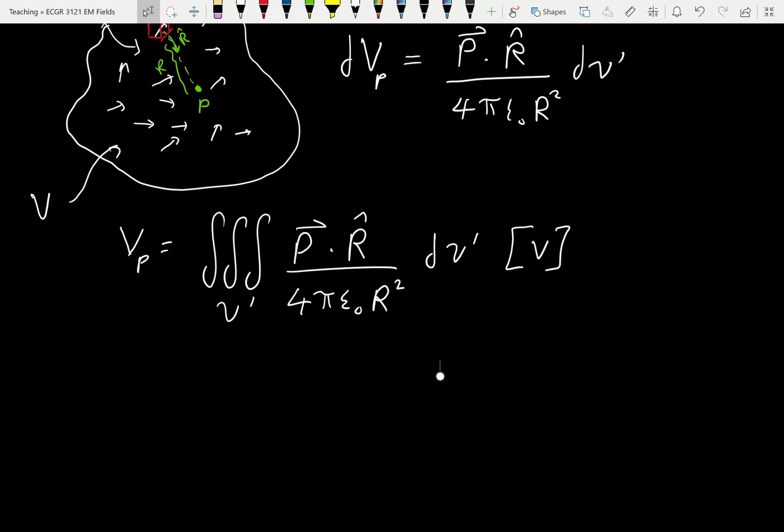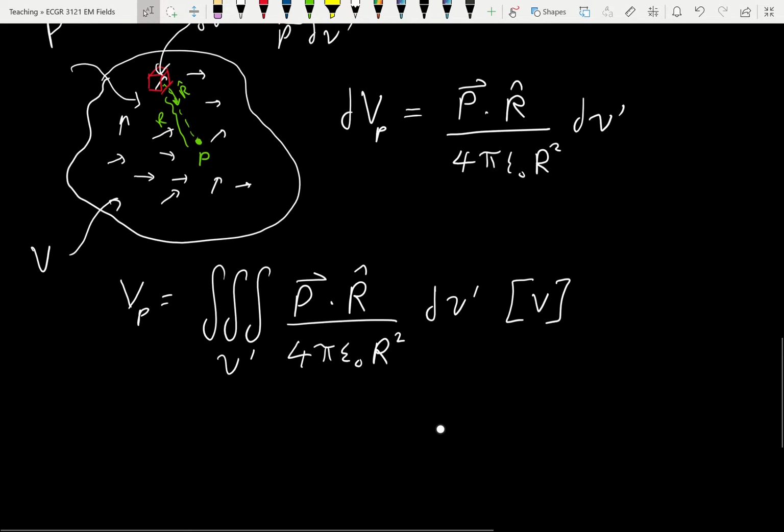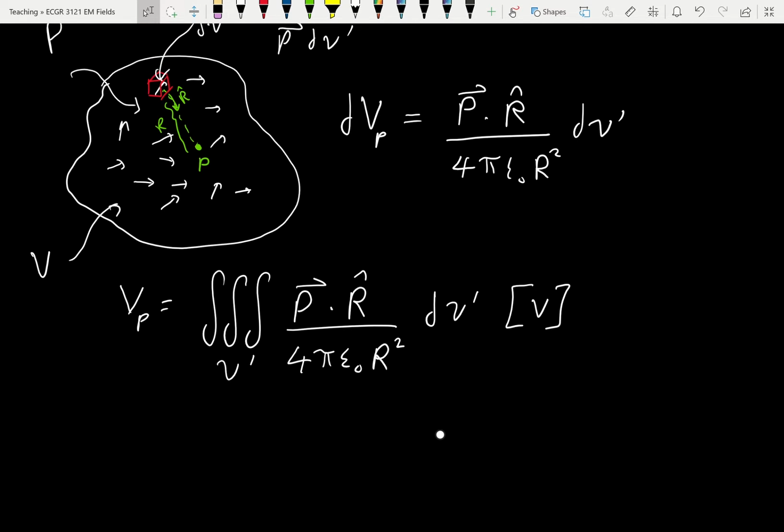So here is what we want to do. We calculated the voltage at that point, but the idea is that we want to find the charge density. So we have to ask ourselves, what charge density in the material or medium is this polarization equivalent to, that is going to give us the same voltage?